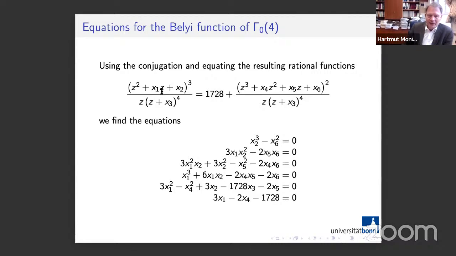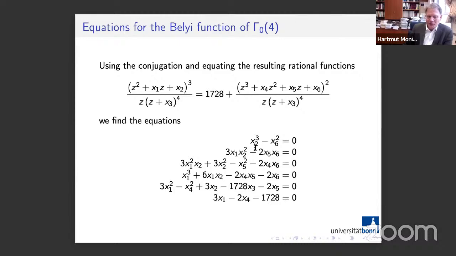Now, when I just write down the algebraic equations for the unknown coefficients x1, x2, x3, and so on, we find this algebraic set of equations, and this algebraic set of equations is small enough that it can actually be solved explicitly, and you can do that in any system you like. So any computer algebra system which you like actually does that.